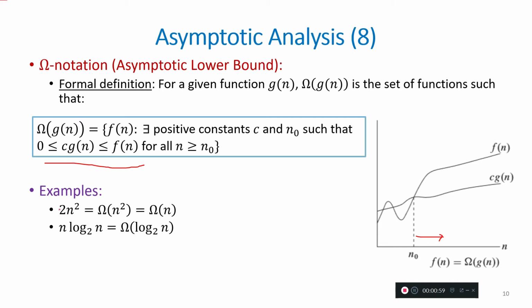As examples, 2n squared actually is an element in omega n squared and also an element in omega n, because 2n squared has an order of growth equal to n squared and greater than n. Similarly, n log n also is equal to omega log n, because n log n grows at a higher rate as compared to log n.